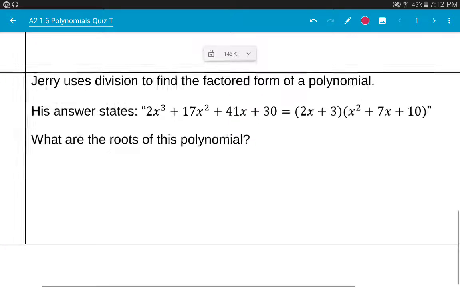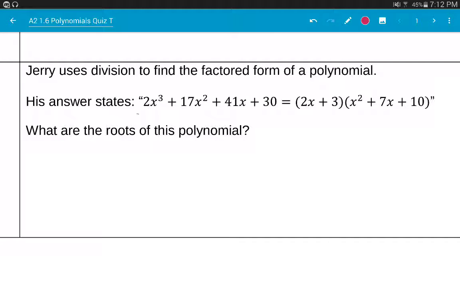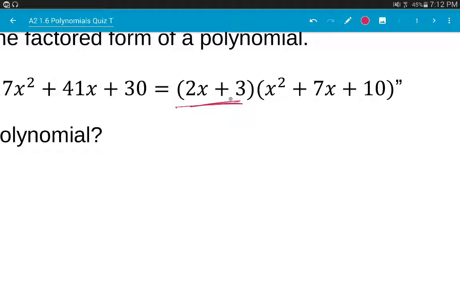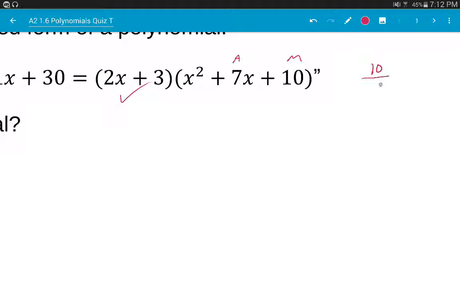Jerry uses division to find the factored form of a polynomial. He says that this equals this. What are the roots of this polynomial? What we've got to do is, this is already factored. This one's good to go. This one needs to be broken up. We find numbers that add to 7 and multiply to 10. 10 could be 5 times 2 or 10 times 1. Well, 5 times 2 will add up to 7. So we pick those. So this becomes x plus 5, x plus 2, and we'll bring down the 2x plus 3.